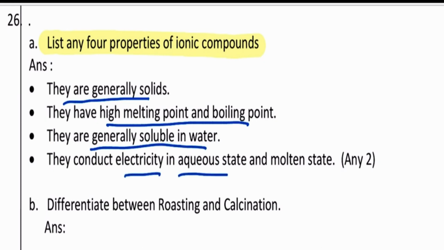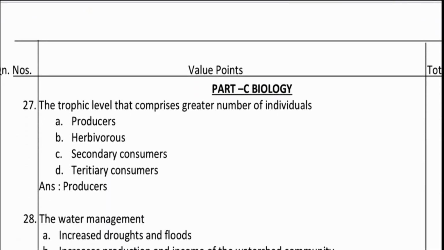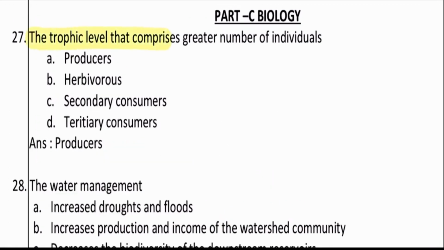in aqueous state and molten state. B. Differentiate between roasting and calcination. Write a column and note this down. Now we are going to part C, biology. The trophic level that comprises great number of individuals. Answer is A, producers.